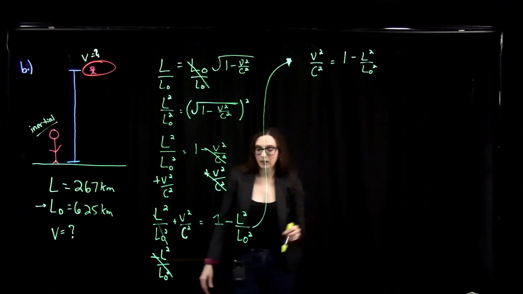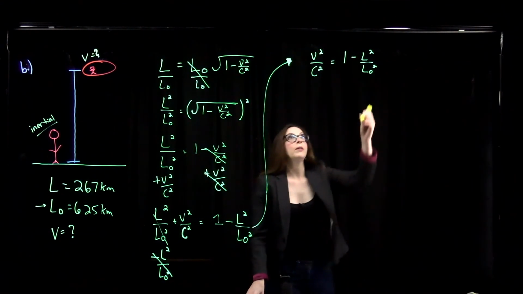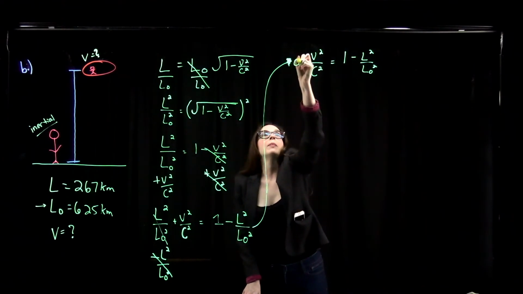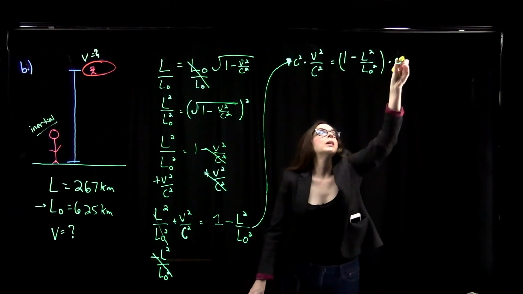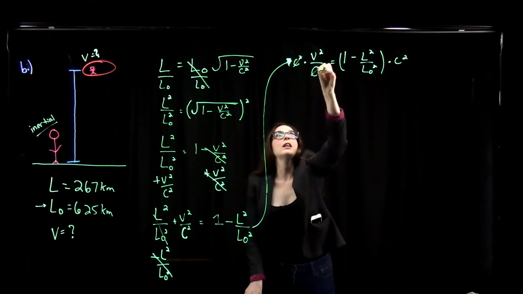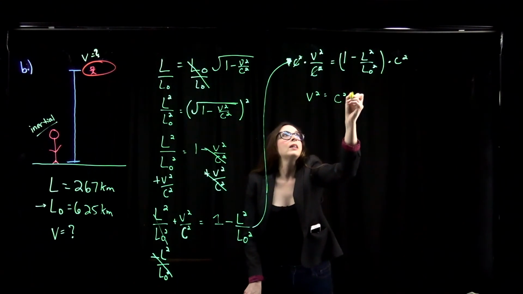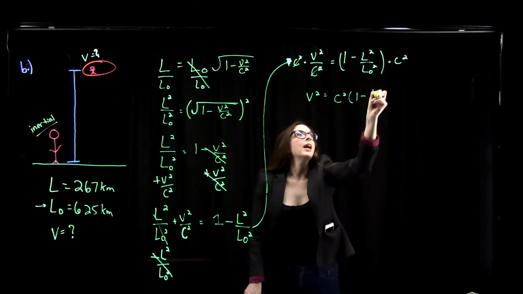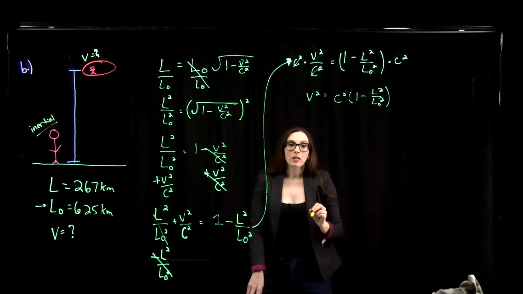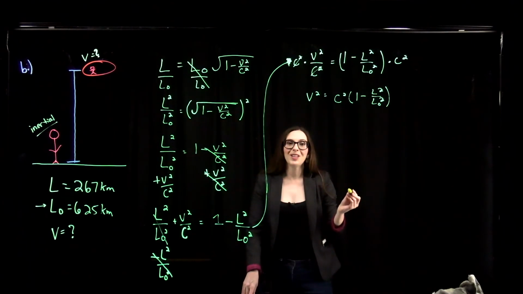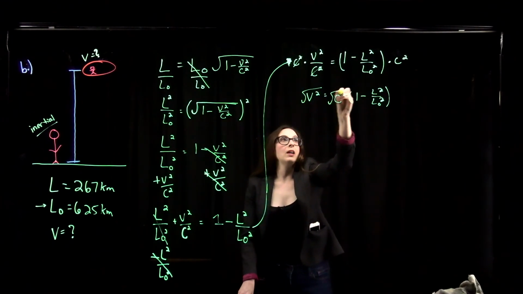Okay, almost done. I have to multiply both sides now by c squared. So I'm going to multiply this whole thing by c squared. It cancels this here and here. So now v squared is equal to c squared times 1 minus L squared over L naught squared. Then we have to take the square root of both sides to get rid of this v squared.